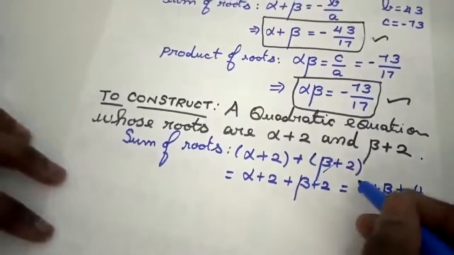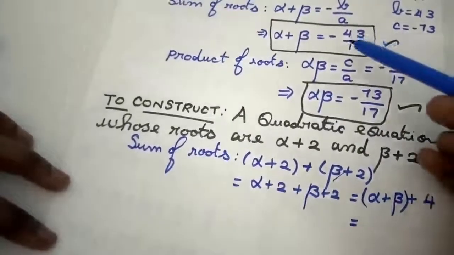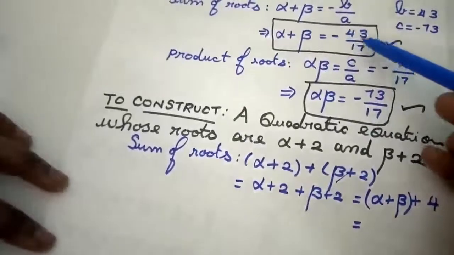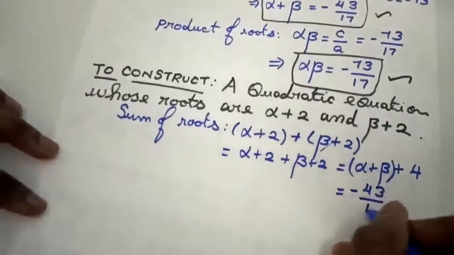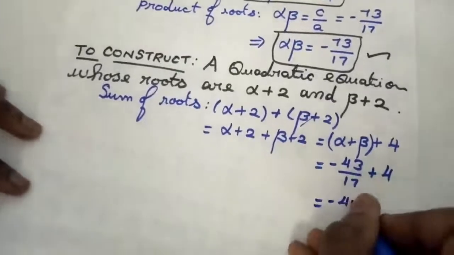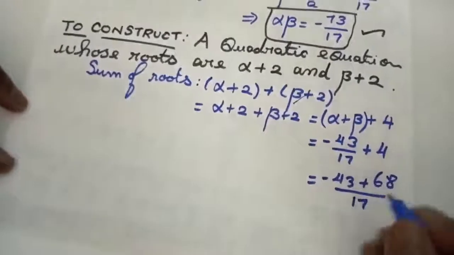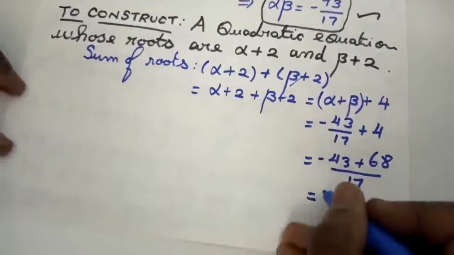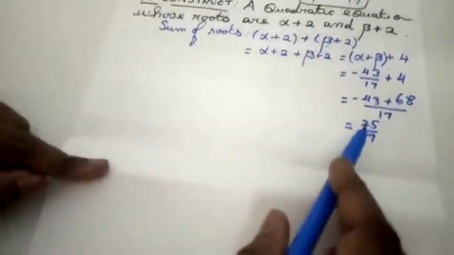Now just look here. What is the value for alpha plus beta we found out? Alpha plus beta is nothing but minus 43 by 17. I am going to apply this value here, that is minus 43 by 17 plus 4. Just simplify the value: minus 43 plus 68 divided by 17. You will get the answer as 25 by 17, students. So sum of roots, I am getting the value as 25 by 17. Now I am going to find the product of roots.